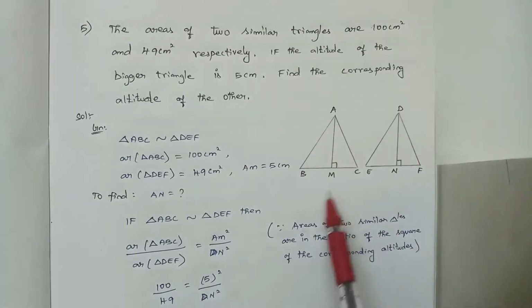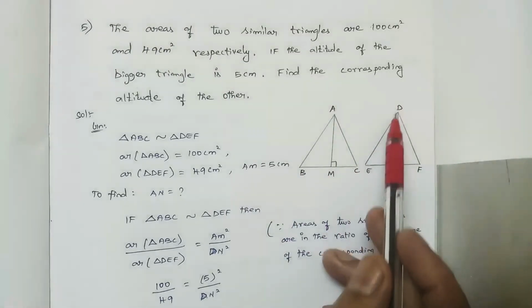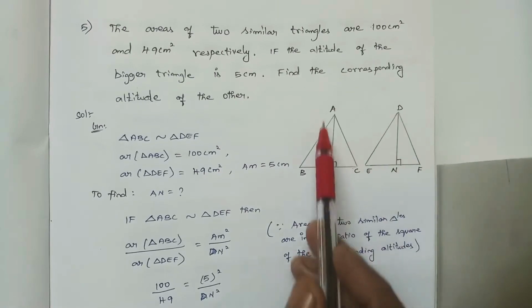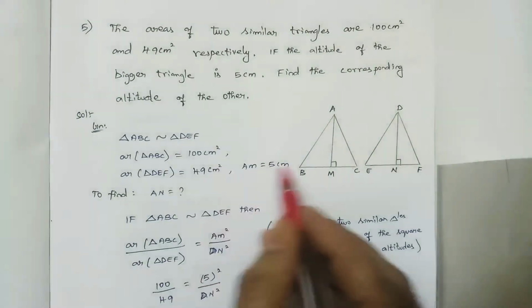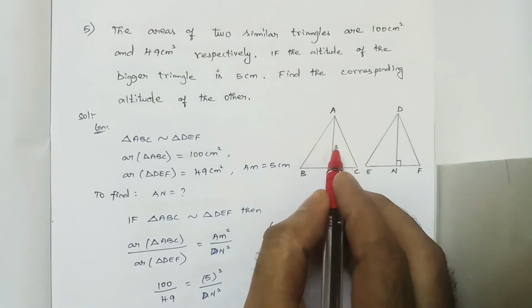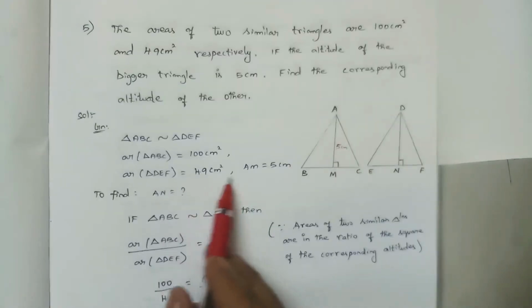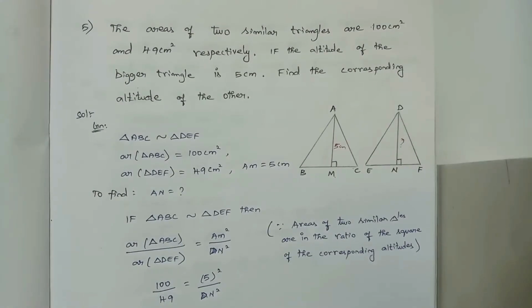So I'm just constructing two altitudes. AM is perpendicular to BC and DN is perpendicular to EF, and these two are the altitudes. They have given that the altitude of the first triangle, AM, is equal to 5 centimeter, and we want to find DN alone. How are we going to find it?